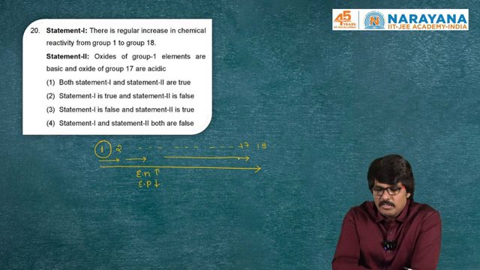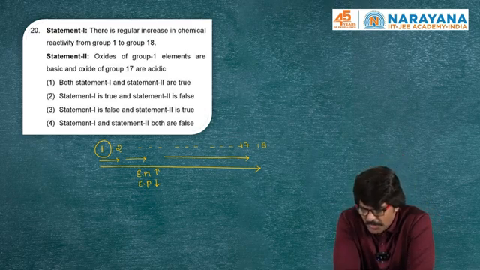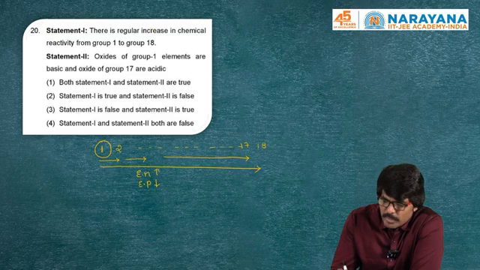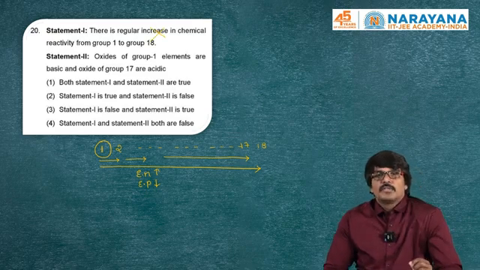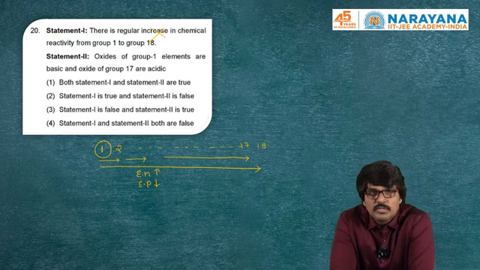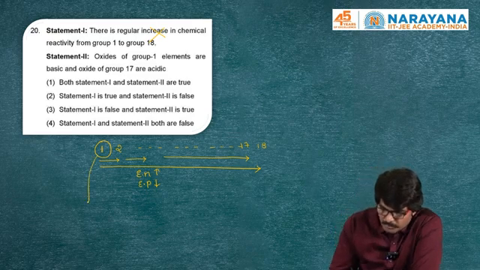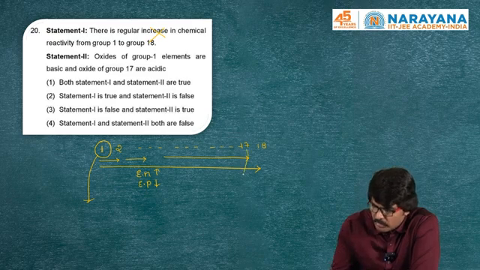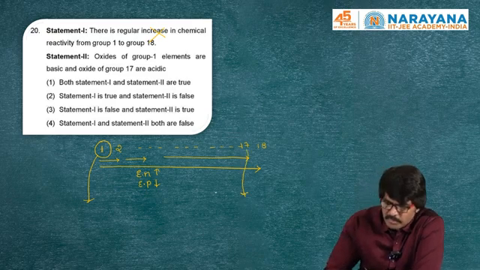So the correct statement must be: initially reactivity decreases, then increases. But he is saying there is a regular increase in chemical reactivity from group 1 to group 18, therefore that is a wrong statement. For example, if you take the s-block, from first group to second group, reactivity decreases. Oxides of group 1 elements are basic. Yes, metal oxides are basic, and oxides of the 17th group are non-metal oxides, so they are acidic.